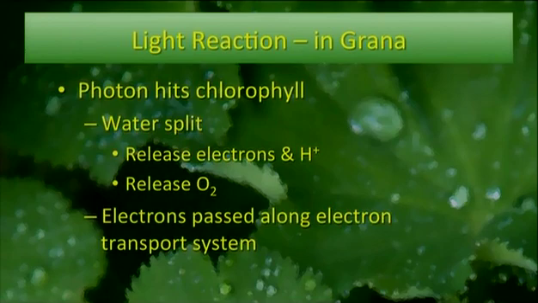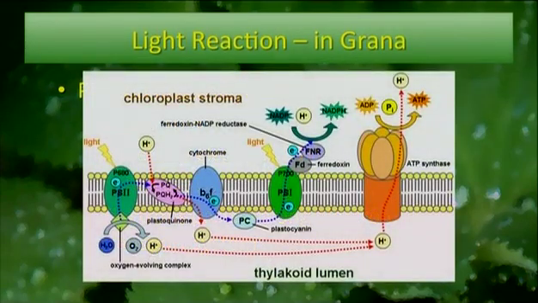So the light reaction in the grana: the photon hits the chlorophyll, the water is split, releases electrons and hydrogen ions, and also releases oxygen gas, as I just explained. Electrons are passed along an electron transport system, like we saw before. Photosystem 2, electrons are passed, and what they do is pump protons into the thylakoid lumen. And then the protons will diffuse out through the ATP synthase.